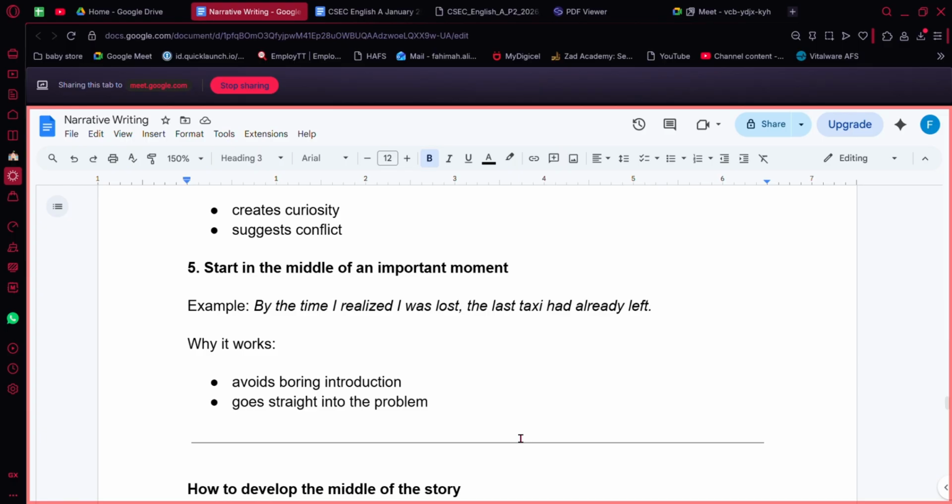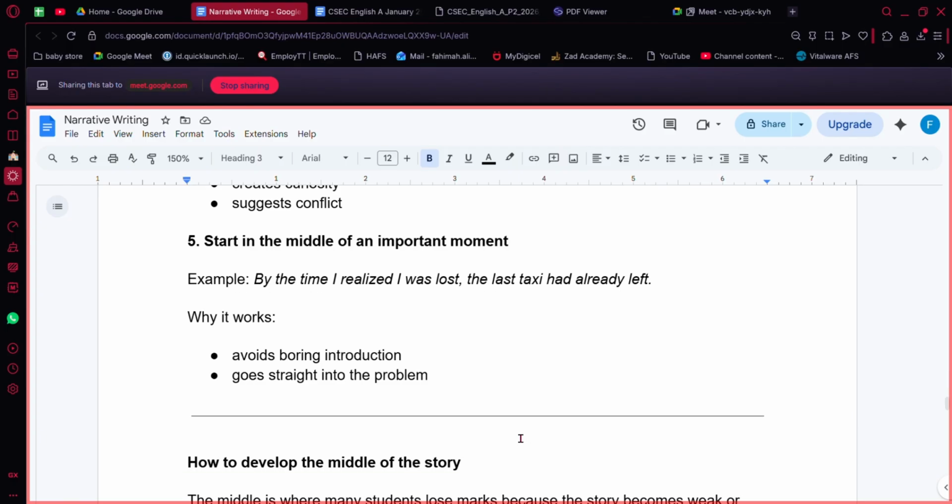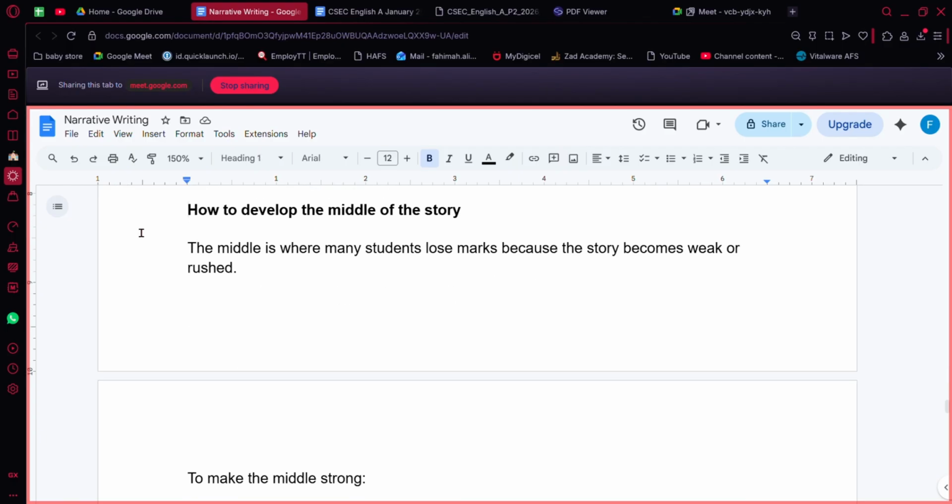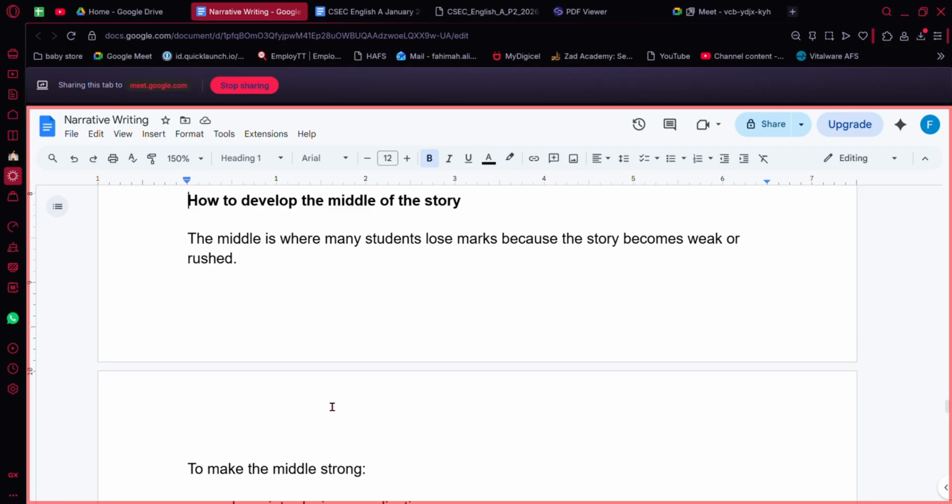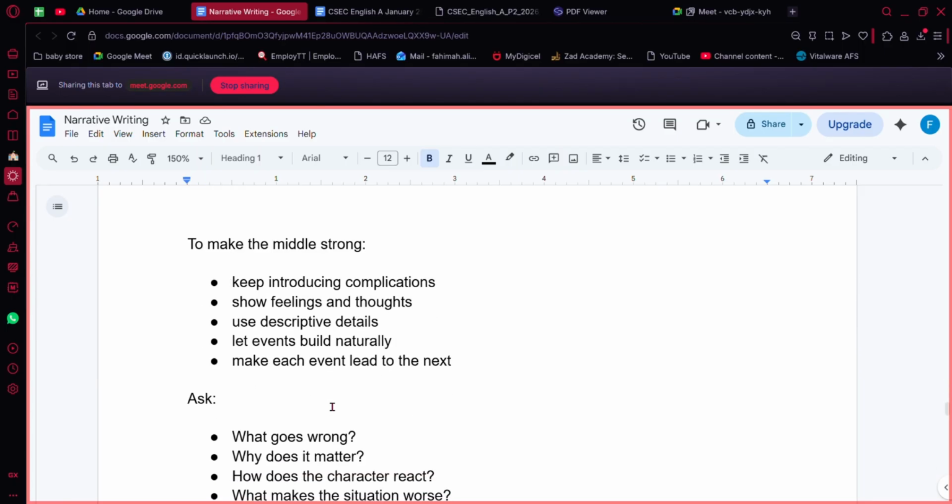Now you also need to know how to develop the middle of your story, because this is where the students tend to lose marks, as your story would start off nice and exciting, then you just kind of get bored, or you're just not really sure what to write in the middle of your story. So some ways that you could keep your story exciting in the middle is to keep introducing complications. If you realize you have plenty words to use still and you have very little things going on in your story, you could just keep introducing more complications. But you have to remember that every complication you raise in the story, you must resolve.